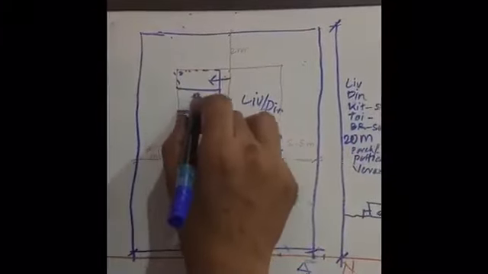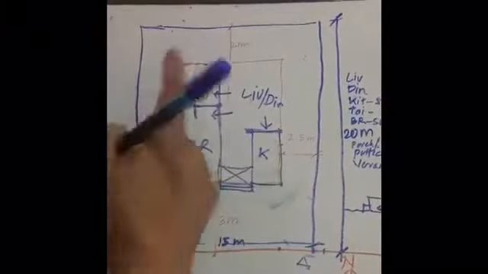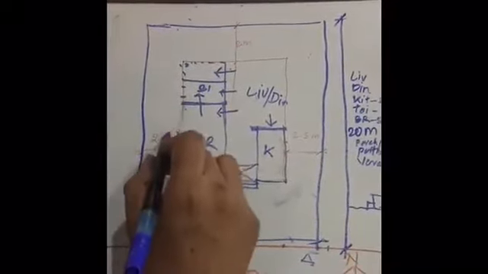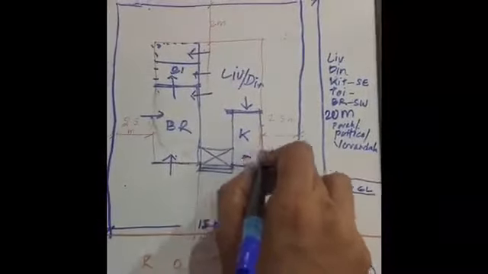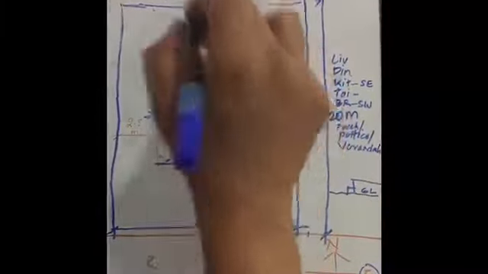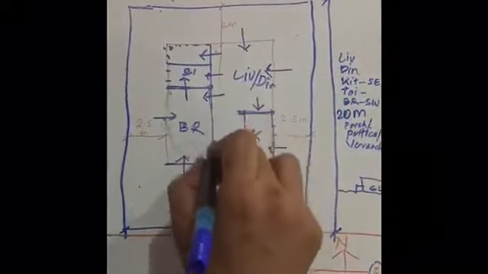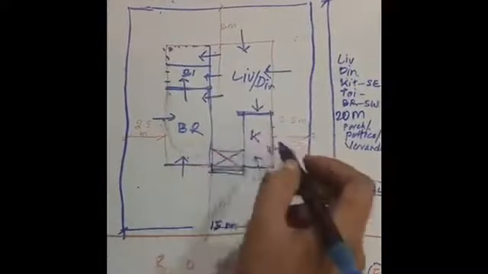Now remember, this bathroom has a ventilator on the external wall. This bedroom gets ample ventilation from both the directions. Kitchen gets lots of ventilation from both the directions. Living dining gets a lot of ventilation from both the directions. This is the only area which might be little dark because it is a foyer area.